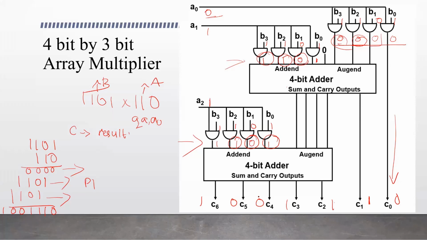Then next, here this 1 and 1 plus 1 is 1 0. So we will have the carry again here. 1 plus 1 is 1 0. So 0 and 1. This is the array multiplication. It's implemented this way.